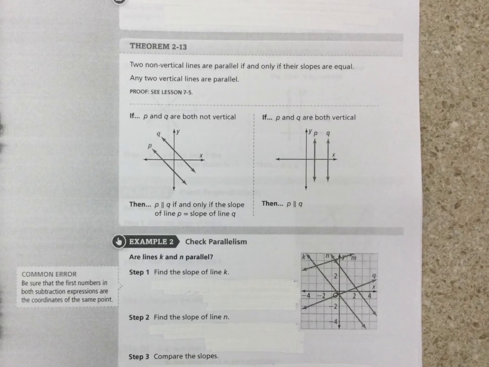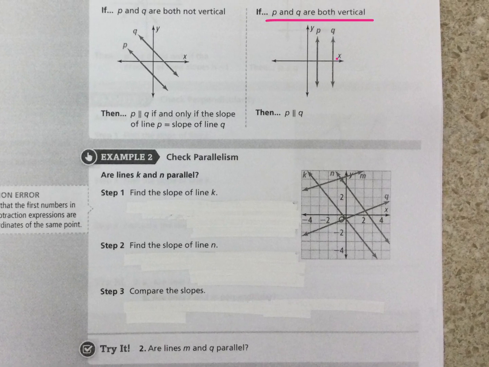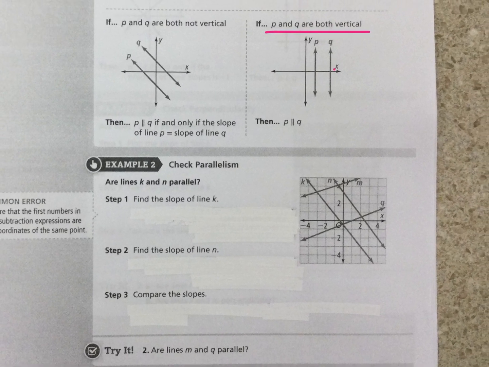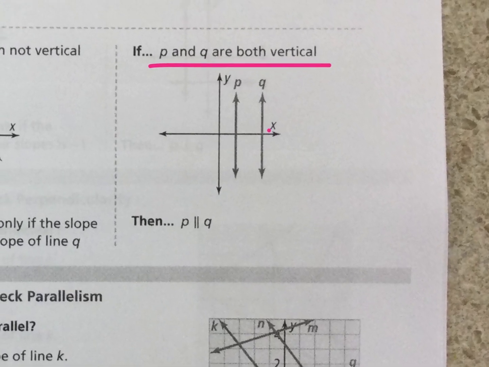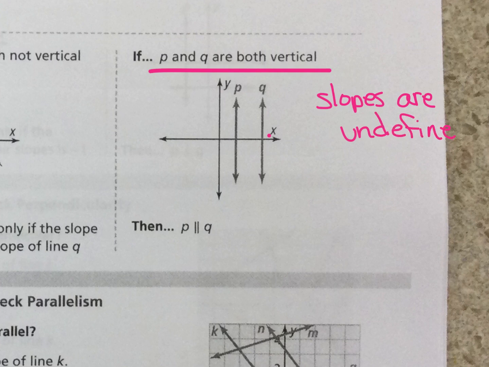All right, so two non-vertical lines are parallel if and only if their slopes are equal. Vertical lines are parallel. Okay? Now let's talk about vertical line slopes though. If you remember, the slopes are undefined. Okay?